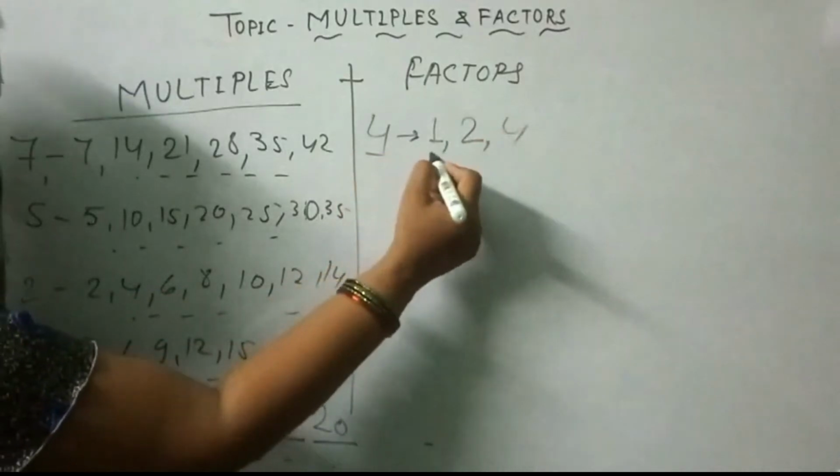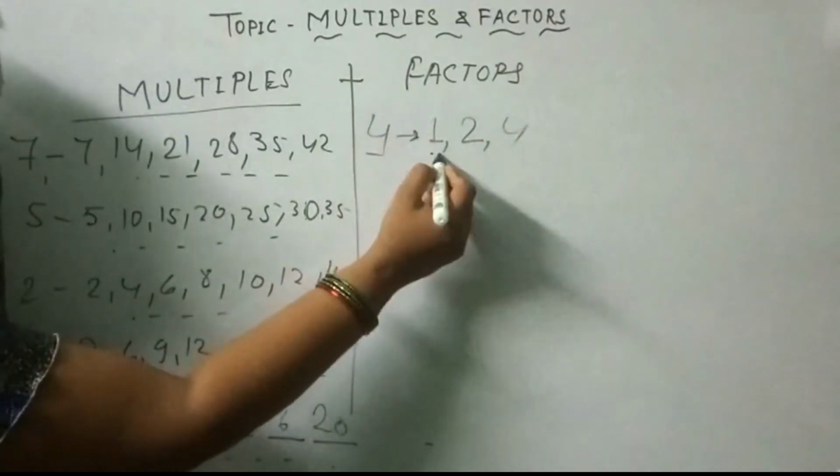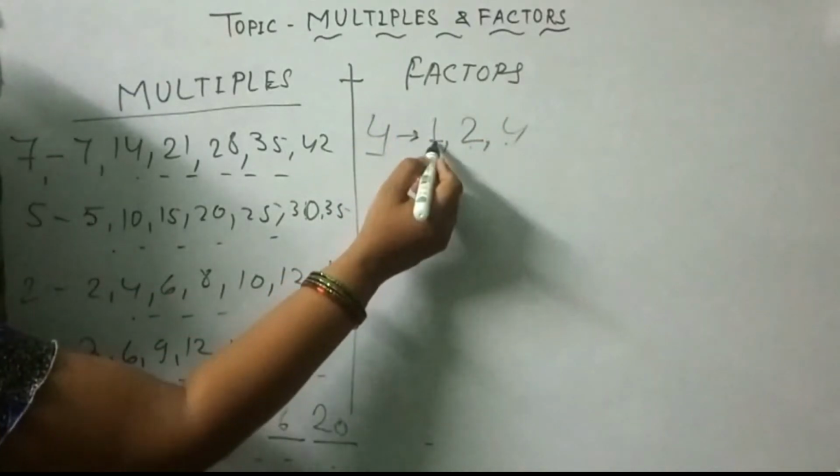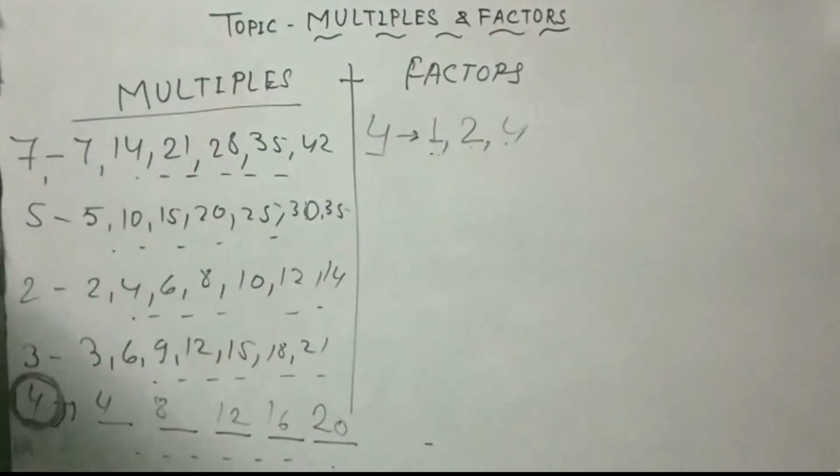So what are the factors of 4? 1, 2, 4. If you divide by 1, then the remainder will be 0. So what I told you, in factors you have to see in which table it will come, or by dividing, the remainder should be 0. So that is the difference between multiples and factors.